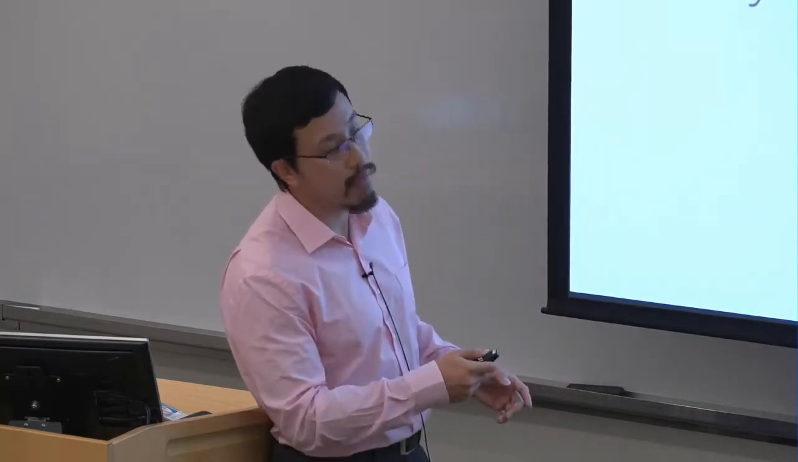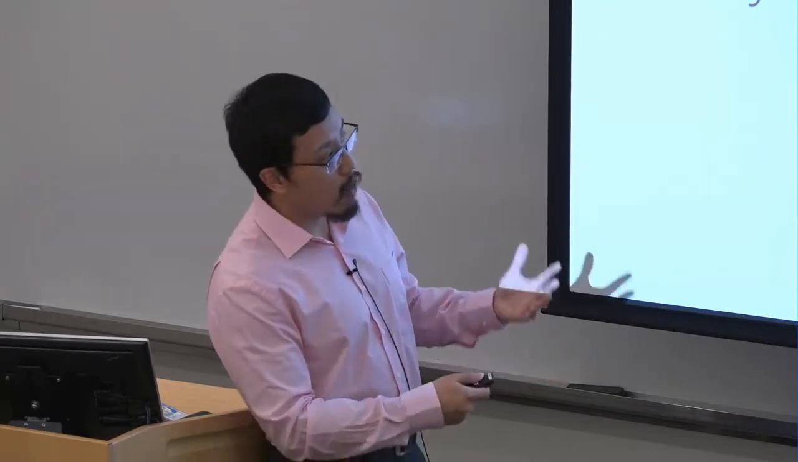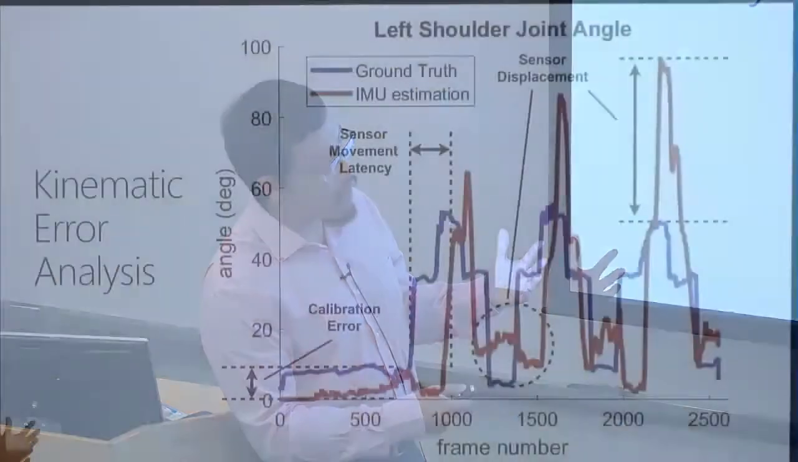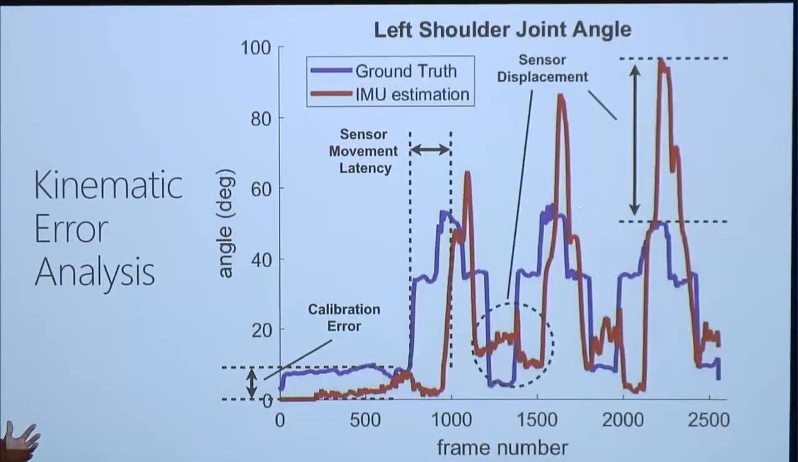And the third error source is the sensor displacement. Since your sensor moves around your body part, it cannot give you a precise estimation of the movement. We can also see here, even if the ground truth goes to almost the same location, it has a different estimation from the kinematic algorithm, since the sensor has already moved. So it's very hard to get rid of these.